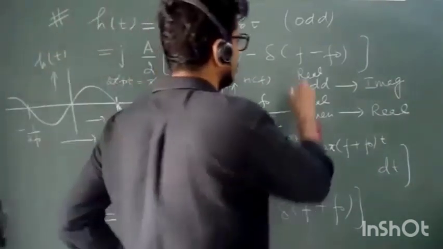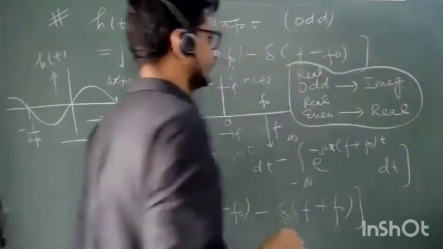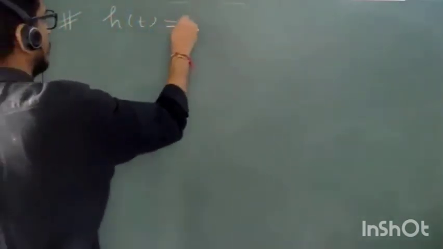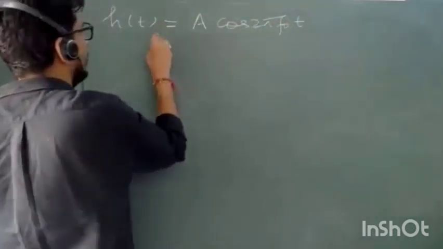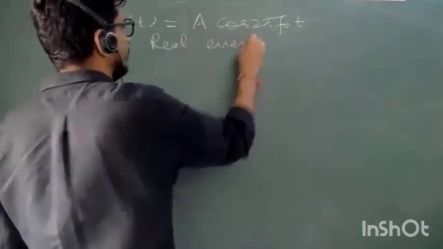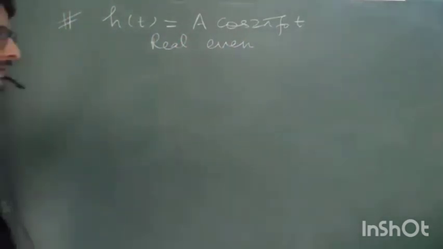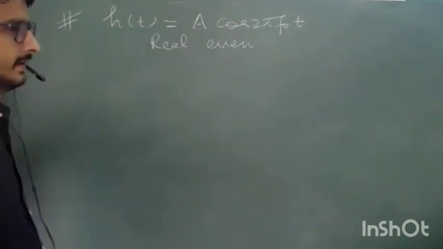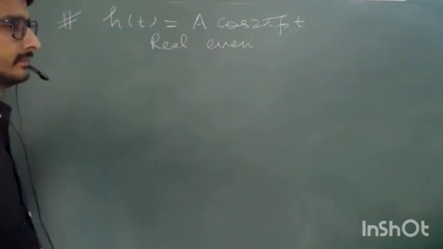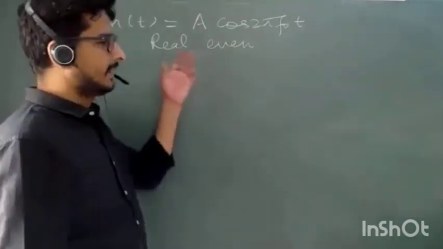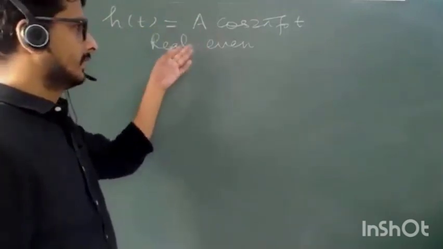This is very important. Please note down this property. Now, let me tell you, the Fourier transformation of h(t) equal to a cos 2 pi f naught t. And what is this function? Real and even. And you know in advance what type of transformation you are going to get. Can someone tell? Real and even. So the earlier one was imaginary and odd. Now this one will be real and even.